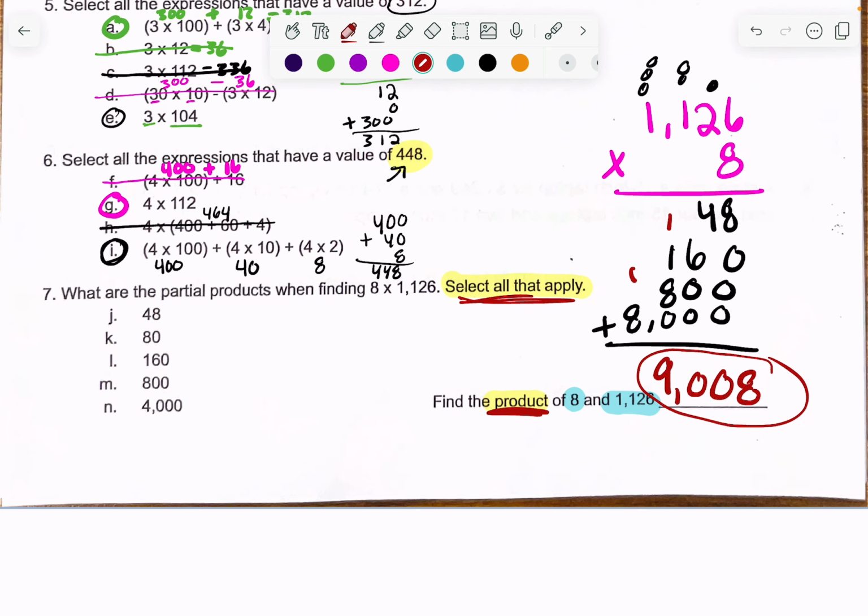Okay, I see that I have a 48. I'm going to circle J. I don't have an 80, so I can cross it off. I have an 800. I saw that, so I'm going to skip down. So I see I have my 800, so I circled that. I also have a 160. I'm going to circle that. And then I do not have a 4,000. It's okay if you don't have the 8,000. That's okay. It's just asking from the options that they're giving you.